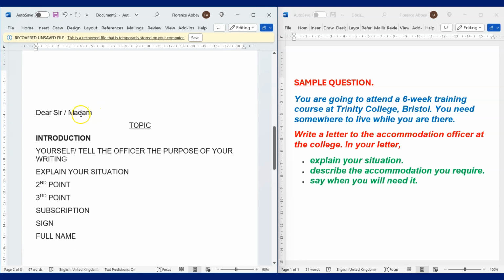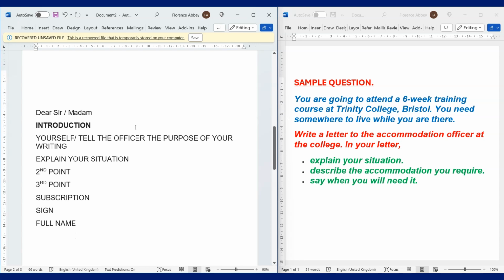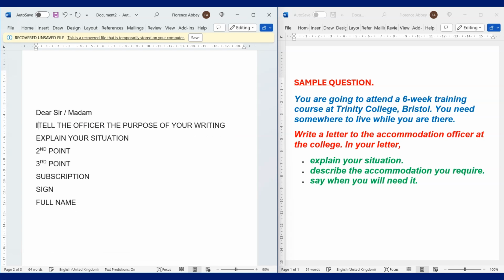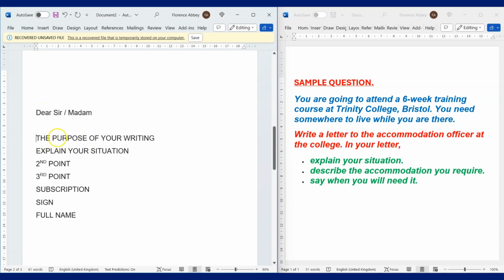Okay, and there won't be any topic, so you don't have to write any topic there. And in the introductory part, you don't need to introduce yourself, but you need to state the purpose of the writing. So you won't introduce yourself here, but you state the purpose of the writing. That is what you need. After saluting the person, the next thing you do is state the purpose of your writing. Okay, and when you are done, it flows.